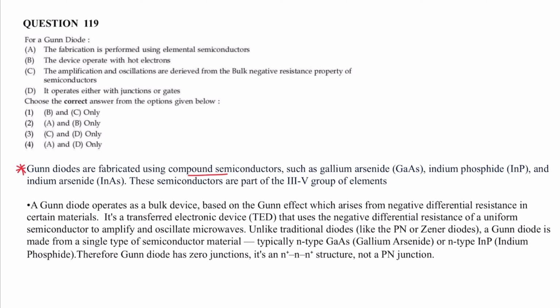It is a group of third and fifth group elements. The Gunn diode operates as a bulk device based on the Gunn effect, which arises from negative differential resistance in certain materials. It is a transferred electronic device that uses negative differential resistance of a uniform semiconductor to amplify and oscillate microwaves.